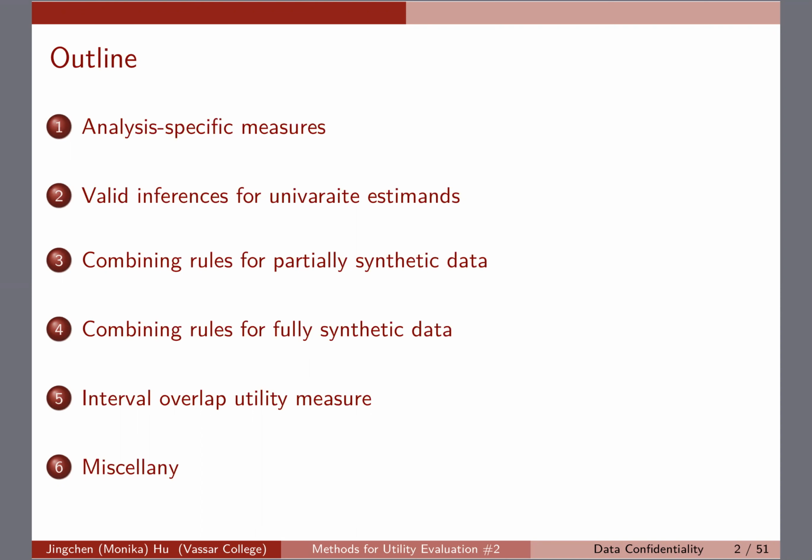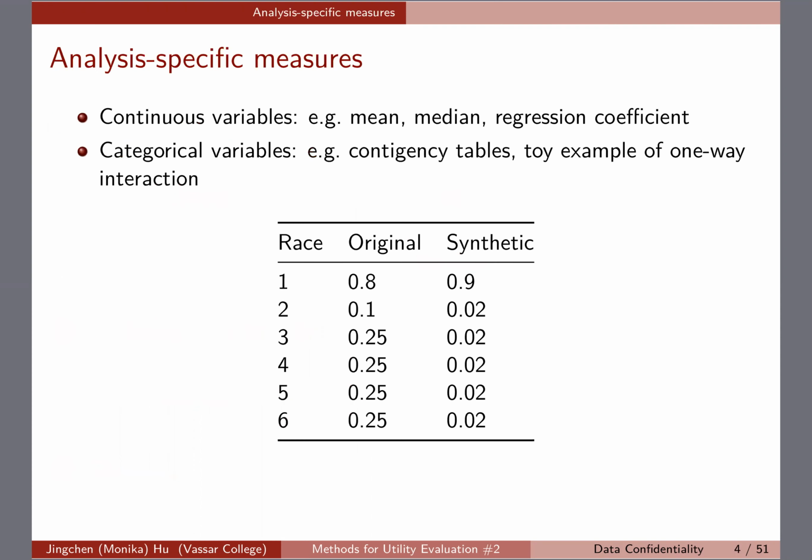So let me first cover a few. We already talked about, say, for continuous variables, you can look at the mean, the median, the regression coefficient, that kind of stuff to see how close they are. For categorical variables, here is just a toy example so you can get a sense of what people usually do.